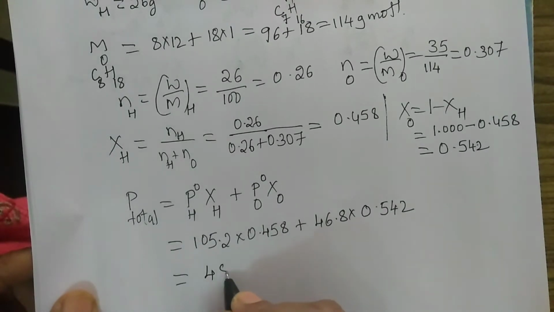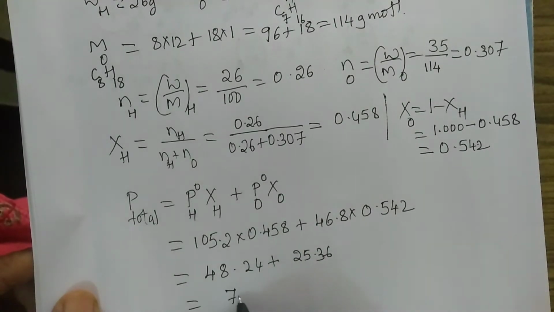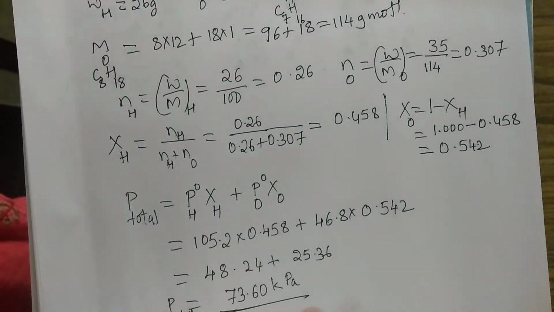It is equal to 48.24 plus 25.36, that is equal to 73.60 kilopascal. So the total pressure of the mixture comes to be equal to 73.60 kilopascal.